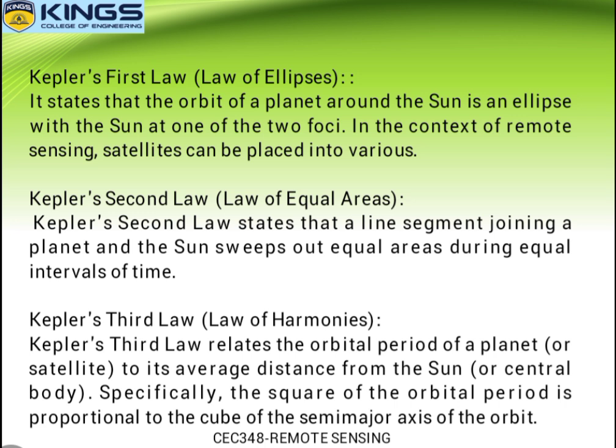Next is Kepler's third law, also named the law of harmonics. Kepler's third law relates the orbital period of a planet or satellite to its average distance from the sun or the central body. Specifically, the square of the orbital period is proportional to the cube of the semi-major axis of the orbit.